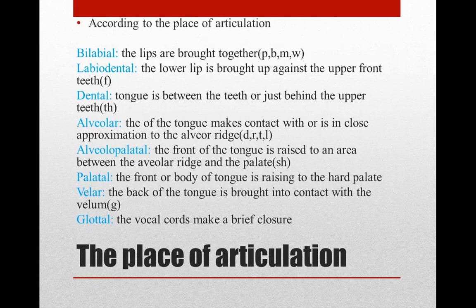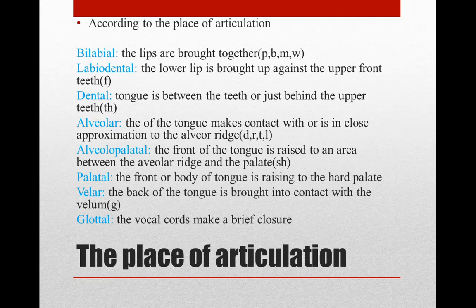And dental, the tip of the tongue protrudes between the teeth or touches the back of the upper teeth, the sound of TH in English, for example, throughout. Alveolar, the tip of the tongue makes contact with or is in close approximation to the alveolar ridge, the sound of D in English.